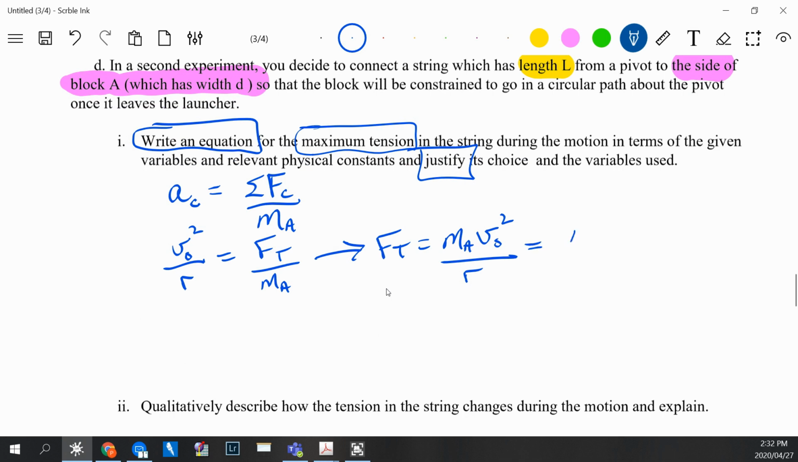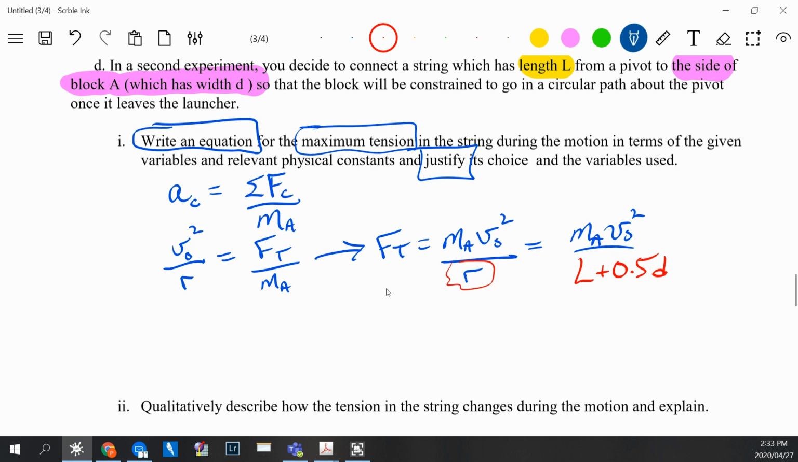So this is equal to mass of A, V0 squared, and I'll change color only so that it's helpful to you. Again, don't do this when you're doing it on your own, but I'll do it just for clarity here. The radius R is known to be the length of the string plus half the width of the block D. So I think that's it. That's an equation for the tension force in terms of the given quantities. Each of these variables was presented to me: the mass of A, the initial speed V0, the length of the string, and the width of the block D. So that's pretty good for that, but don't lose track that I also have to justify what I've done here.